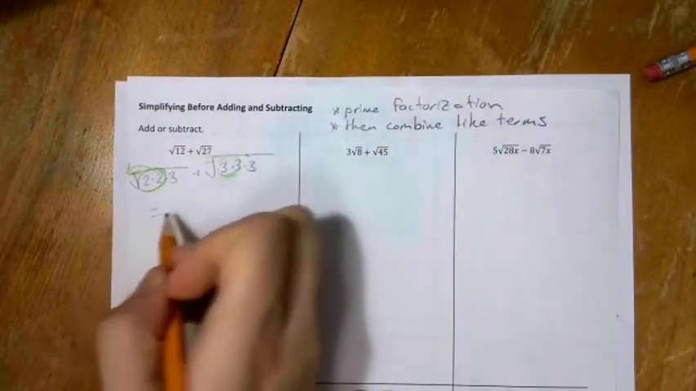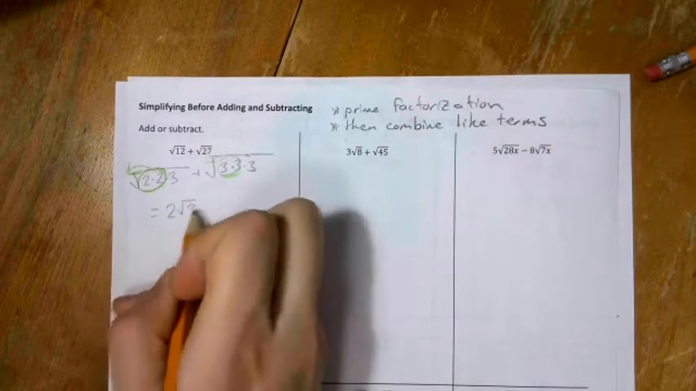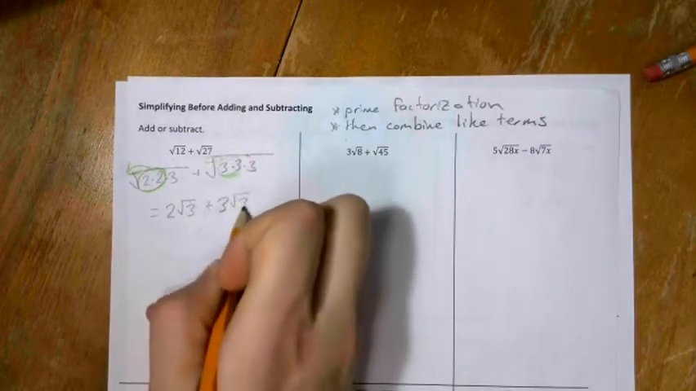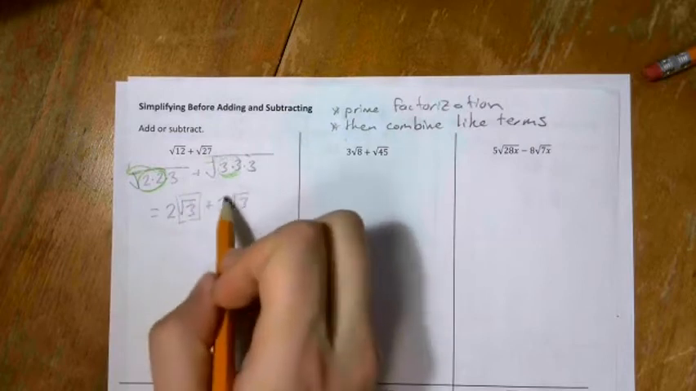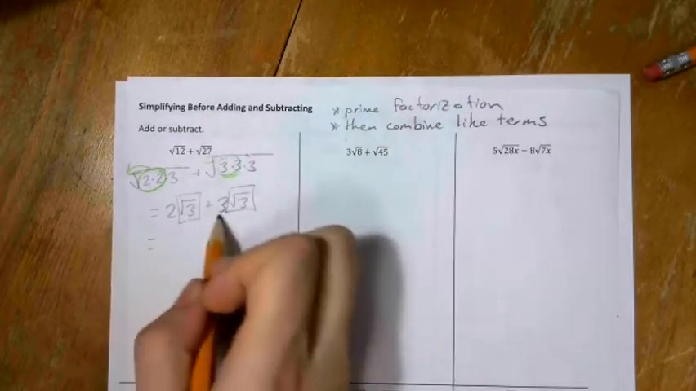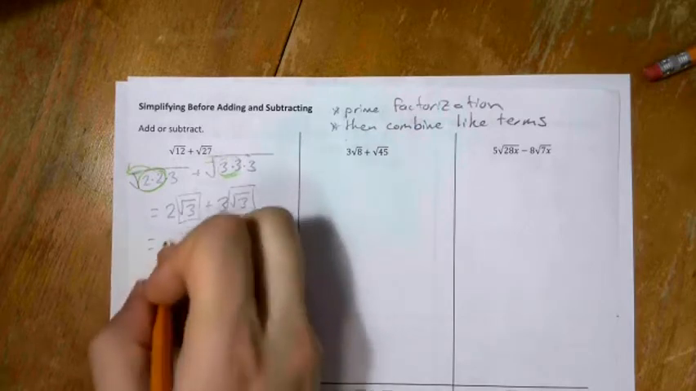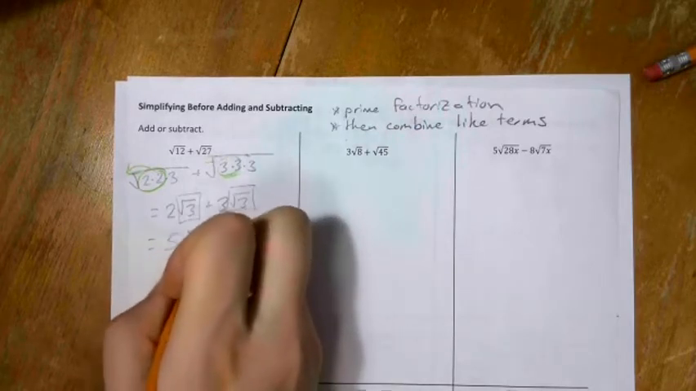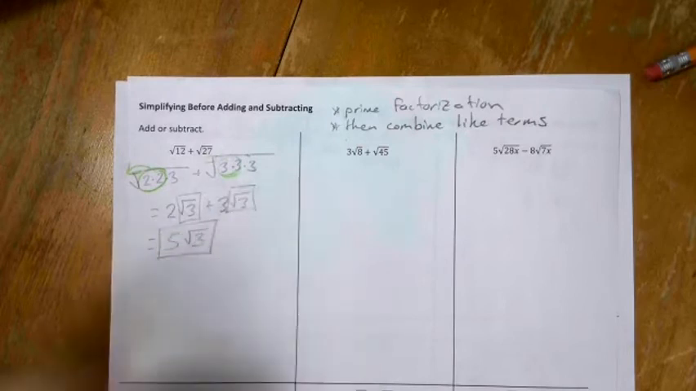So really, when I simplify this, I get 2 root 3 plus 3 root 3. Hey, these both have a root 3. They are like terms. So let's think about 2 plus 3. What do we get with 2 plus 3? We should have 5 root 3 for our answer.